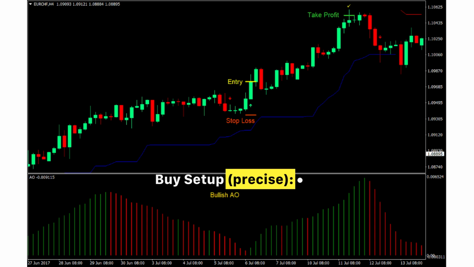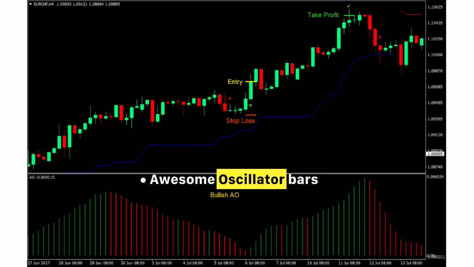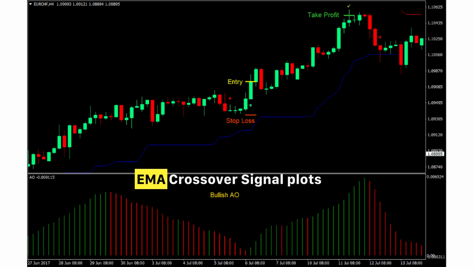Buy setup, precise. Chandelier stops line must be blue below price, bull trend. Awesome oscillator bars must be positive, bullish momentum. When both align, enter buy when the EMA crossover signal plots an up arrow.